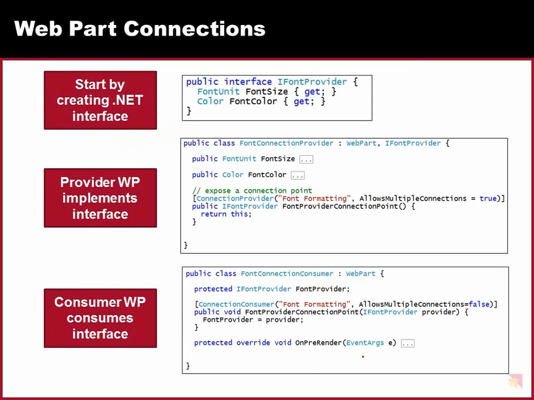Now, there's also a question or two on web part connections. And the important thing to remember here is when you want to develop a web part pair that supports connections, you start by creating a .NET interface. Then in the provider web part, you implement that interface and you add a connection point method. As you see, there's the method that has the attribute connection provider. And then in the consumer web part, you consume that interface that you've created. And you can see that the consumer web part also has a connection point interface method.